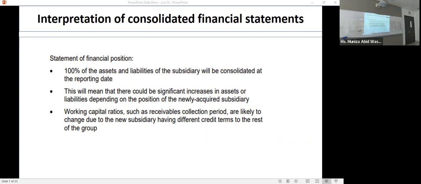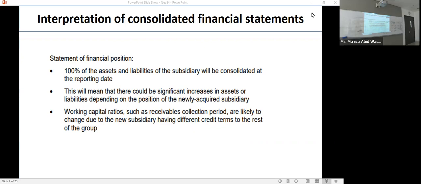So what are credit terms? It is related to the credit limit. How much time is allowed to the receivables to repay back the debts? So the subsidiary credit terms and the parent credit terms could be different, which is obviously going to affect the receivables collection period as well.